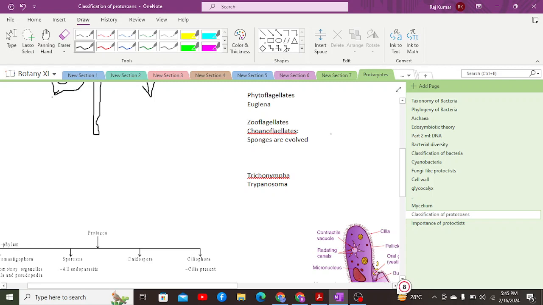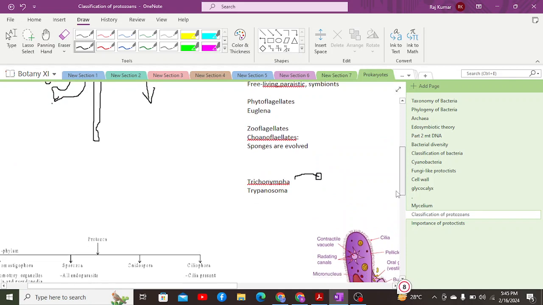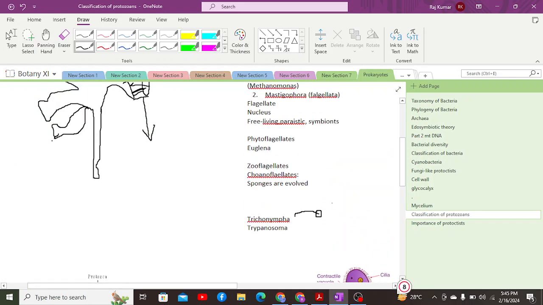Moreover, Trachonympha are those zooflagellates which have symbiotic forms within the gut of termites, such that they digest the cellulose present within the gut of the termite and convert it into digestible carbohydrate, which the termite is then able to absorb within its body for nutrition. And apart from that, conoflagellates are sessile zooflagellates, which are in colonial arrangement.